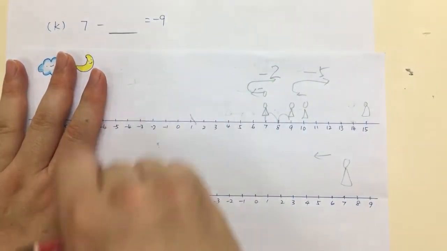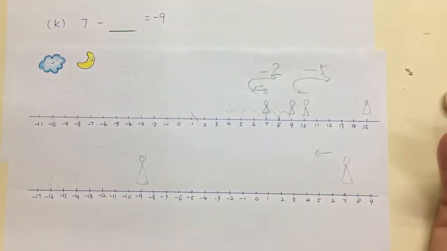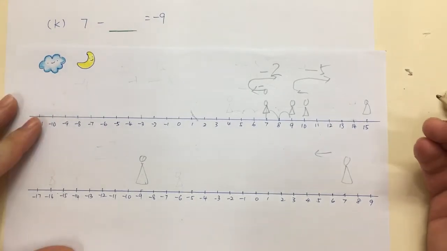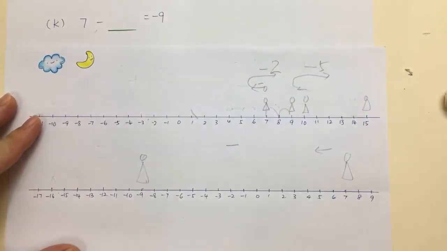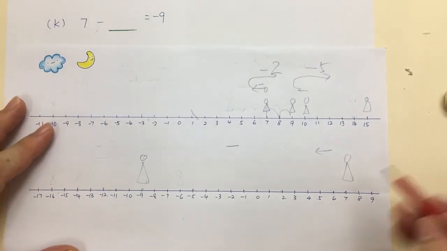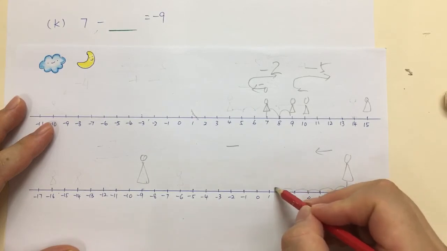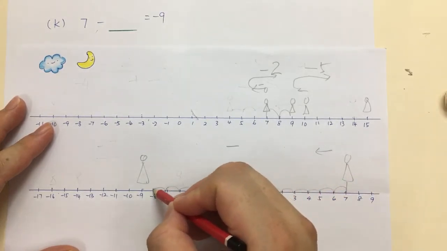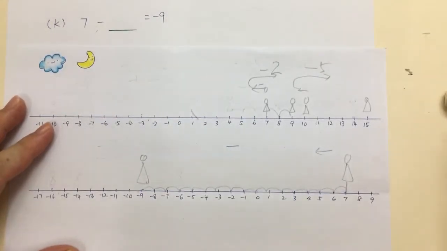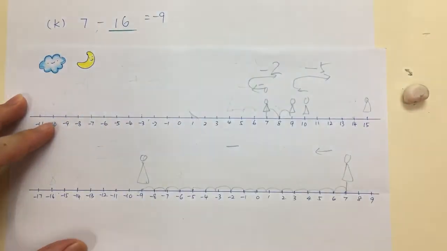The direction given just gives us the answer and direction. So this is negative. I think the negative is there. I think it's correct, but we need to count how many steps from 7. 1, 2, 3, 4, 5, 6, 7, 8, 9, 10, 11, 12, 13, 14, 15, 16. So negative 16.